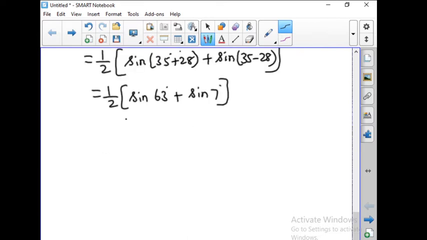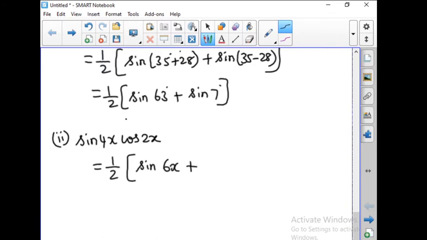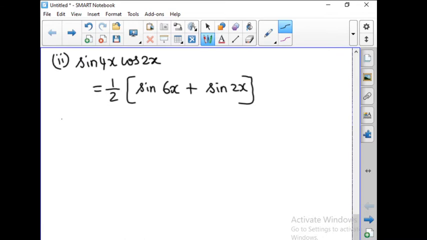Next problem, second subdivision. Sin 4x cos 2x. So there is the sin A cos B formula, again the same formula. So I am not writing the formula. We can write it as 1 by 2 sin of 4x plus 2x is 6x, plus 4x minus 2x is 2x. So this is the answer. Okay. Now third subdivision.